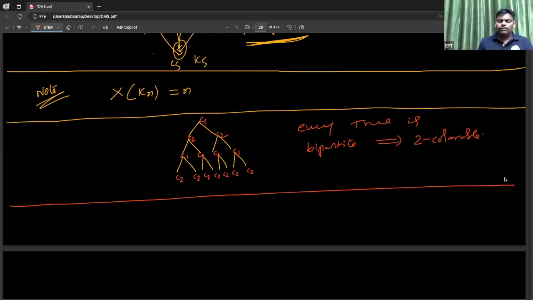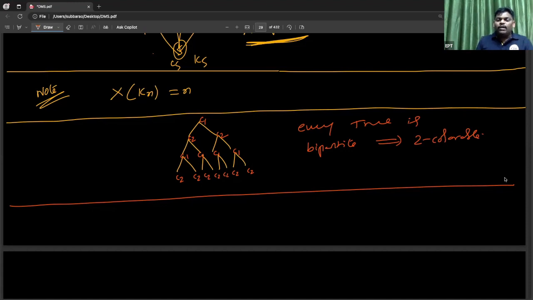Anything else? Every tree is bipartite. Some people are asking, how can you say bipartite, sir? C1 I will keep in M, C2 I will keep in N. Again, C1 people I will keep in M. So you can keep alternate levels in the same group: first level, third level, fifth level, all odd numbers in one group, and all even numbers in another group. Is it okay? Any confusion, let me know.